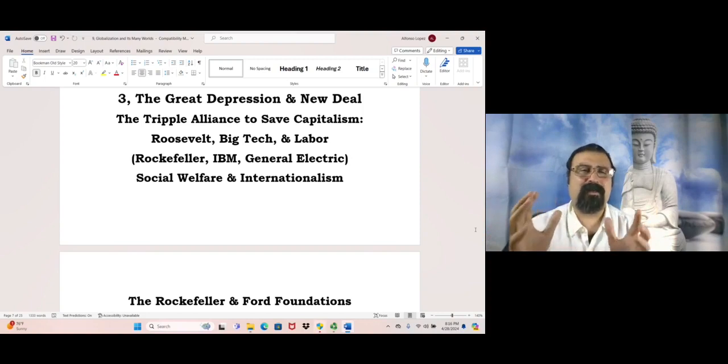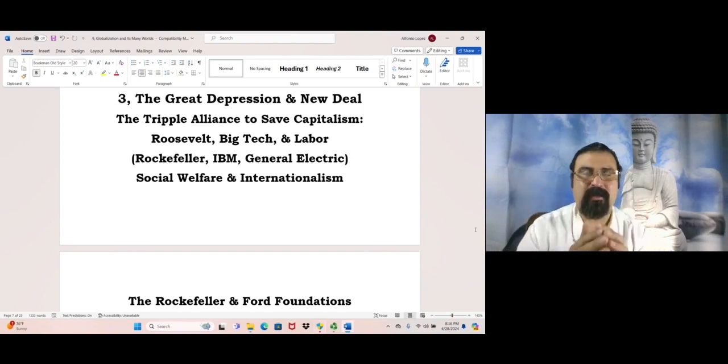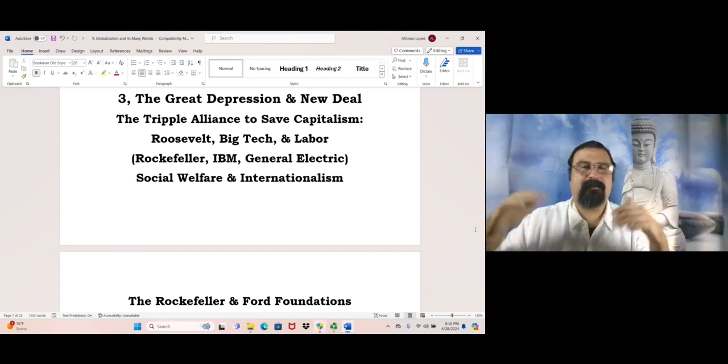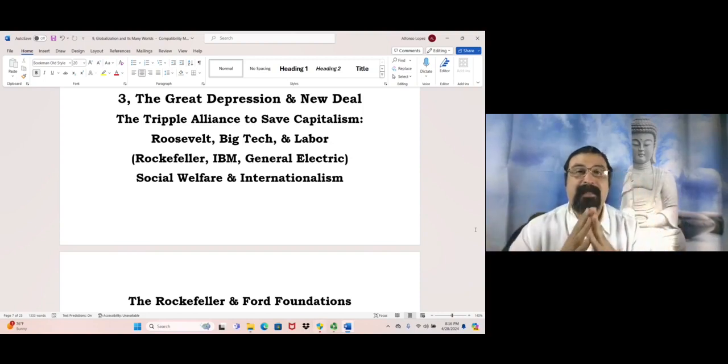In other words, in order to appease the labor movement here at home, so they will abandon, for example, communism and work in unison with big business and the federal government, social welfare and social security, particularly, was going to be provided. Again, there should not be any struggle between capital and labor in the United States.